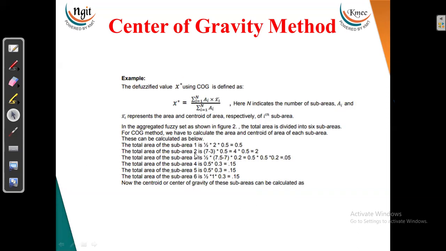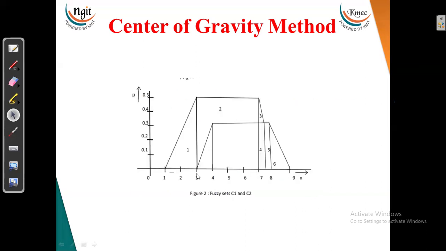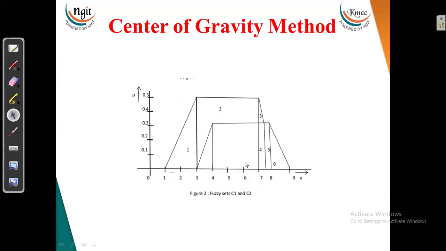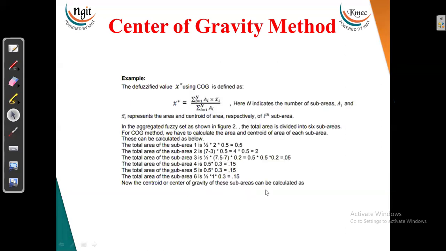Similarly, if I take the second area, 7 minus 3 into 0.5. So total it is 7 minus 3 and your height value is 0.5. So this is done. If you take the third part also, half into 7.5 minus 7. Why did I get 7.5 minus 7 here? Because we already calculated here. See here.